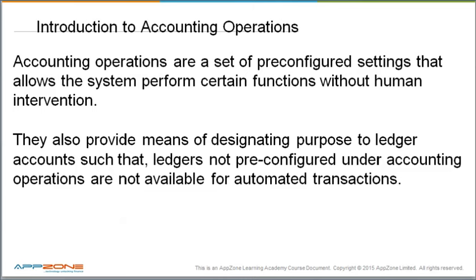They also provide means of designating purposes to ledger accounts such that ledgers not pre-configured under accounting operations are not available for automated transactions. What these settings do is that they prevent human error. Some activities on a system are pre-configured to work automatically.